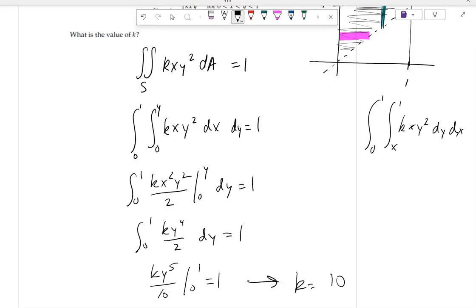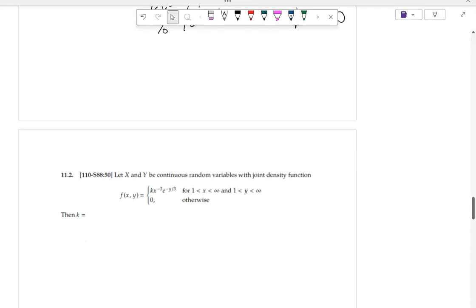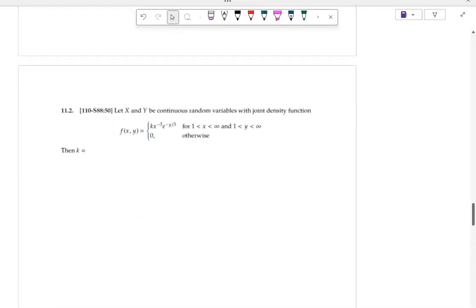What questions do you have? See if we can do one more here. Number 11 is the same kind of idea. It just has improper integrals. By the way, I'm not going to do this one. I'll leave it for you.